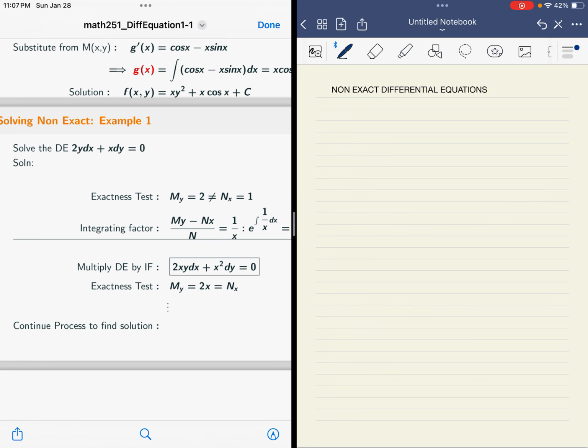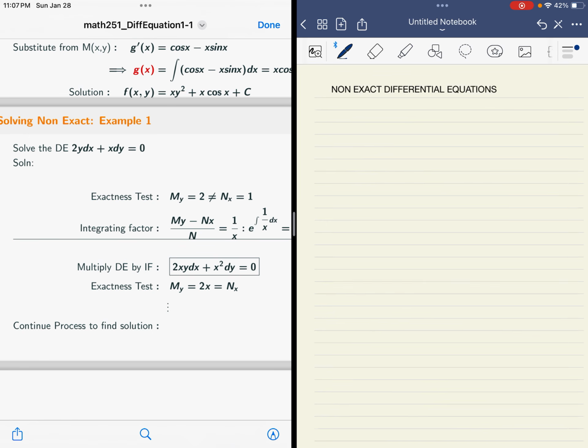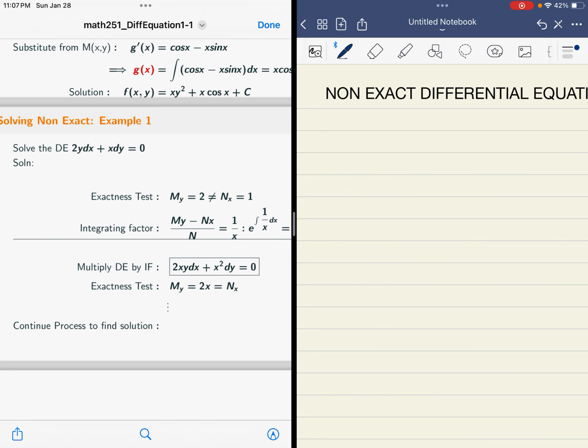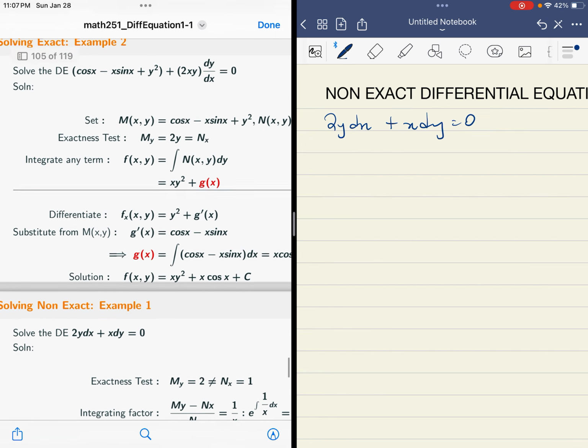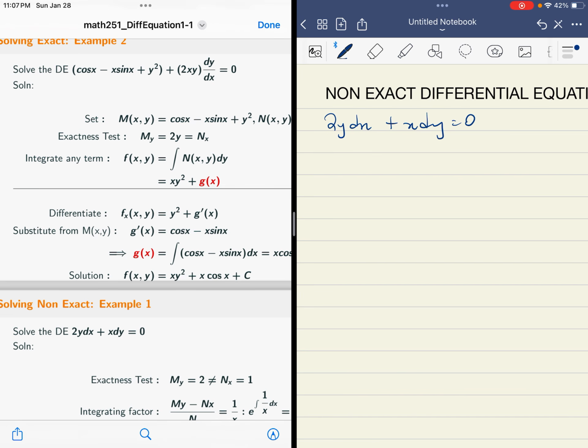Let's look at an example. We have 2y dx plus x dy equals 0. That's a funny looking 0. So let's check for exactness. We take the 2y. This represents m of xy. Okay? We have our dx, and this represents n of xy.